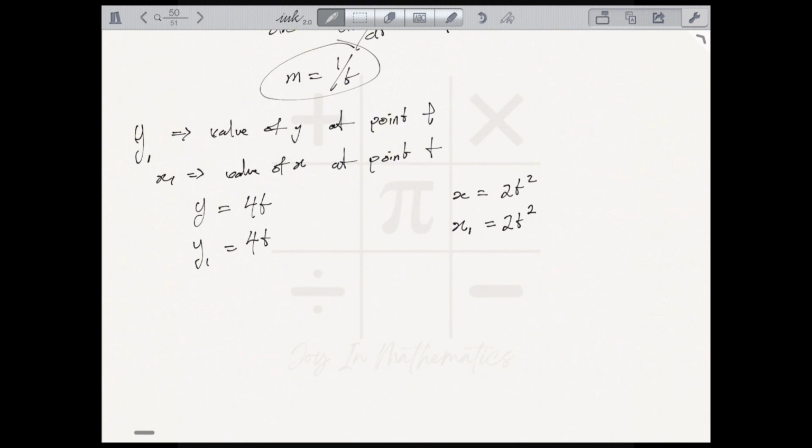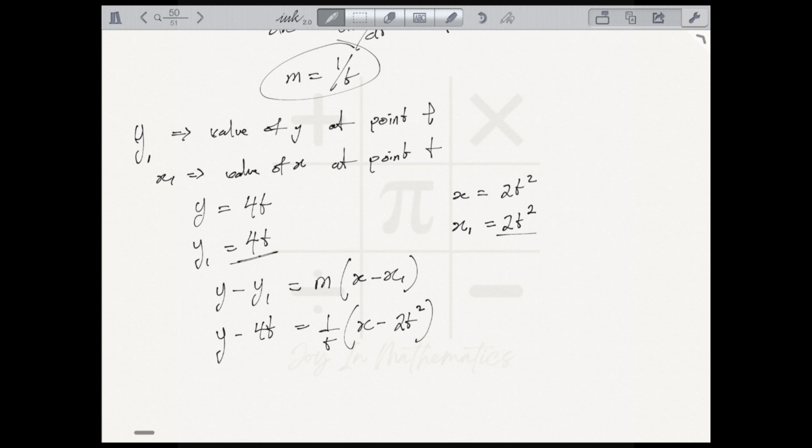Now let's evaluate our equation of tangent. Recall that the equation of tangent is y minus y1 is equal to m into x minus x1. So let's substitute. This will give us y minus 4t is equal to m, 1 over t, into x minus 2t squared. Now we can leave our answer like this. This then becomes the equation of tangent.